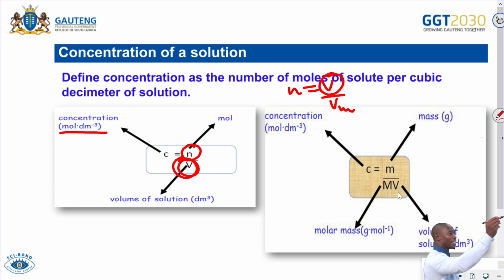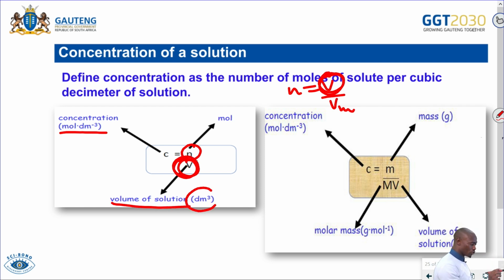So this V here is the volume of a gas. This V here is the volume of a solution, which is still measured in cubic decimeters. So please be careful when it comes to those two V's. This V is the volume of a gas. This V is the volume of a solution.